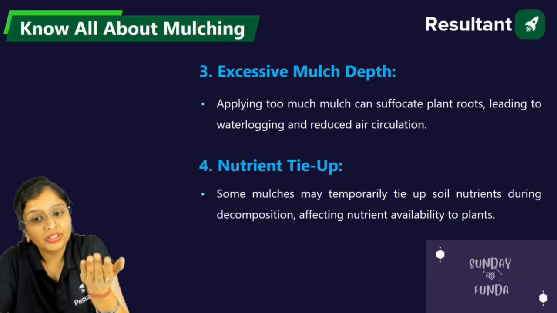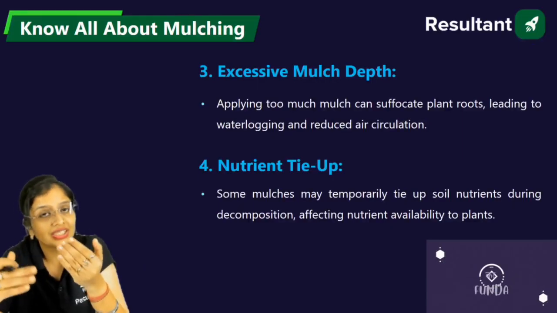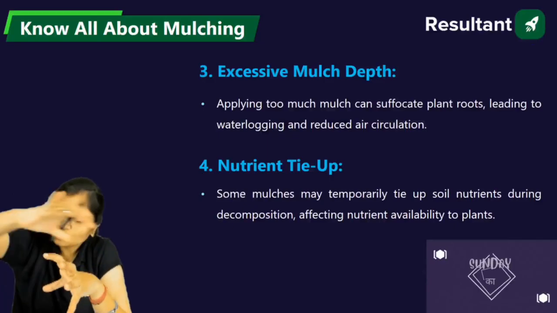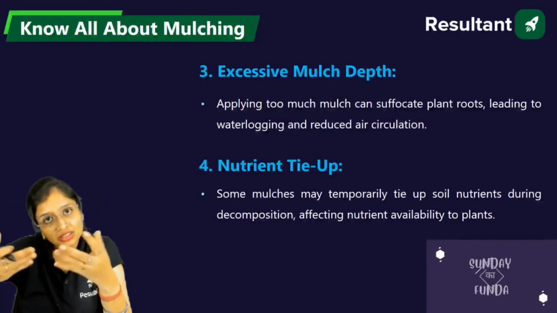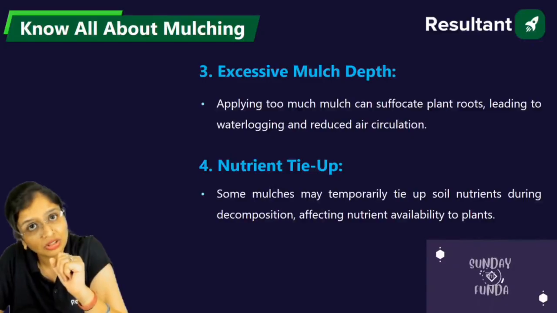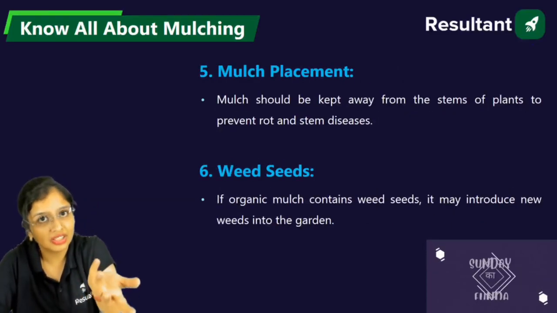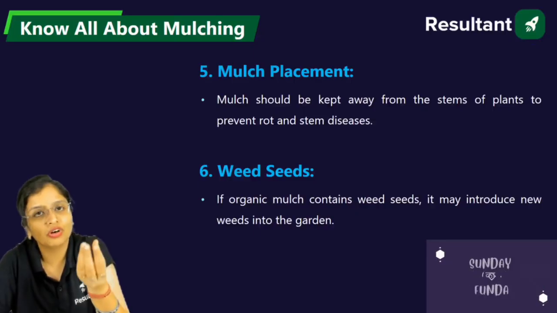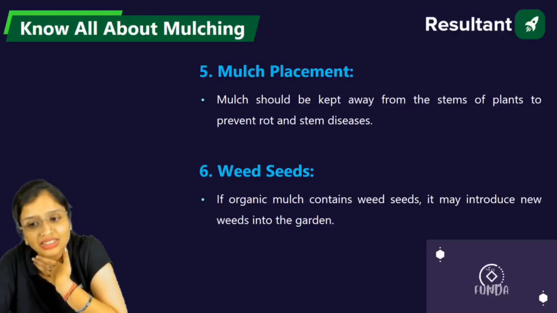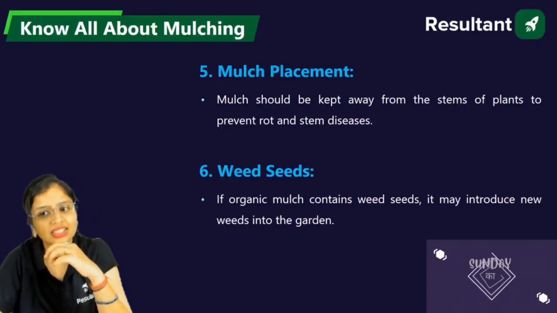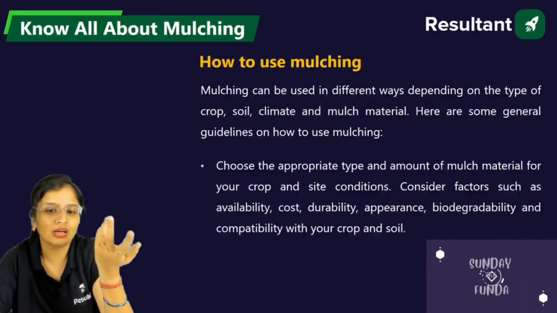Now let us suppose nutrients deplete, then you have to add nutrients to it. And if you have provided so much covering to the plants that the plants are not able to breathe, aeration is not there, then also there is an issue. So these are the things which can happen. Weeds: if the organic mulch contains weed seeds, some other plants might grow nearby. So all these things can be a problem.